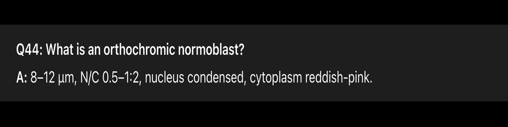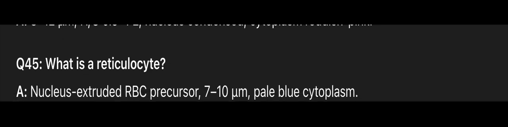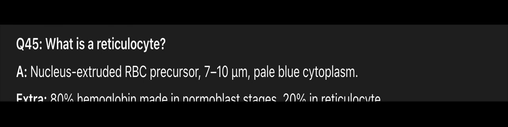What is an orthochromic normoblast? Or how big is it? So it's 8 to 12 micrometers. Notice we've gotten smaller. The nucleus is condensed. The cytoplasm starts to become a reddish pink. So it can no longer undergo mitosis at this point because the nucleus is so condensed. It's got the heterochromatin, which is no longer transcriptionally active. What is a reticulocyte? So the nucleus has been extruded. It's 7 to 10 micrometers, pale blue cytoplasm.